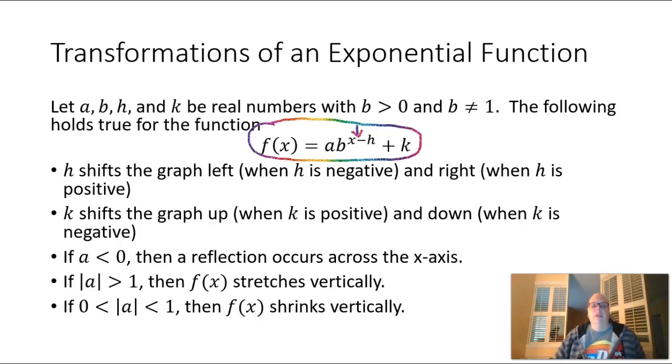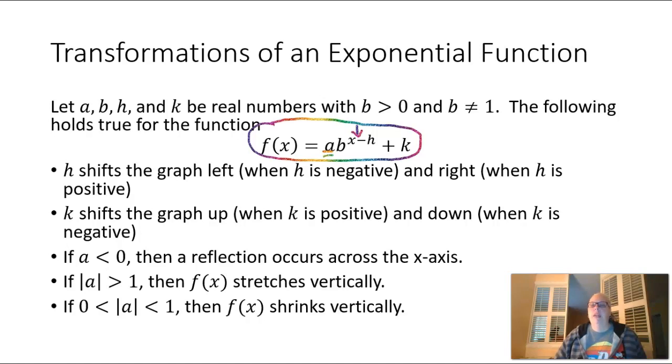Okay. Next one, k, that's the number back here either added or subtracted to your exponential factor over here. And it's going to move everything up when k is positive, it's going to move everything down when k is negative. And then this little guy right here, if you have a number being multiplied by that base, that's going to tell us a couple of things. Number one, if it's a negative number, then there's going to be a reflection across the x-axis. And then number two, it's going to tell us if we have a vertical stretch or shrink.